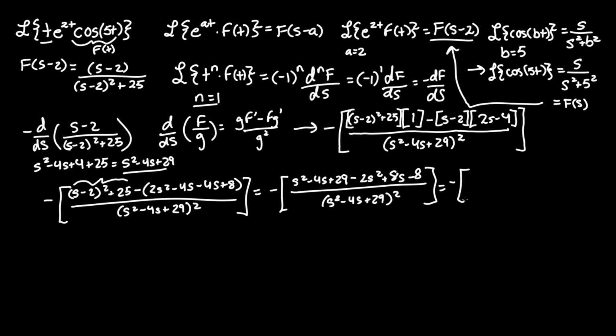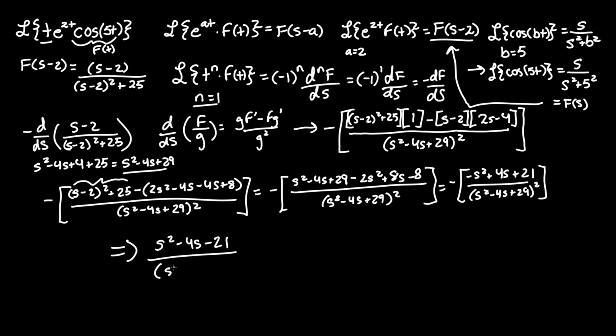And this equals s squared minus 2s squared is, of course, negative s squared, minus 4s plus 8s is positive 4s, and 29 minus 8 is positive 21. And once we distribute the negative sign, that gives us our final answer of s squared minus 4s minus 21 over s squared minus 4s plus 29 squared.